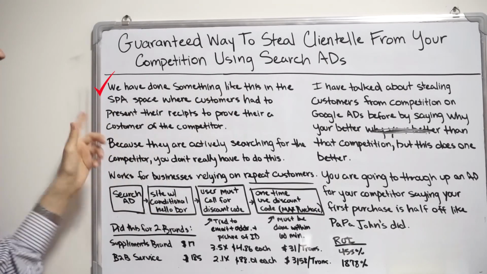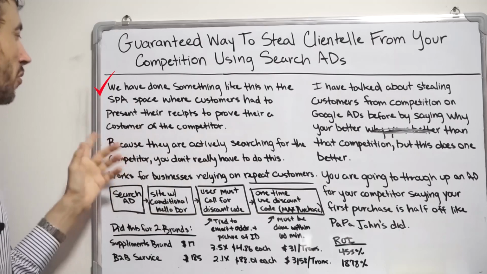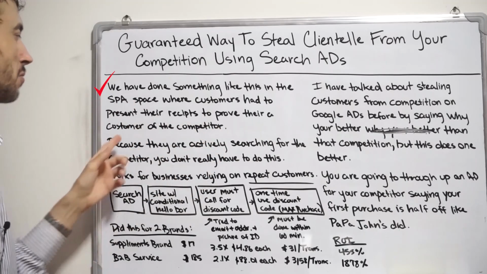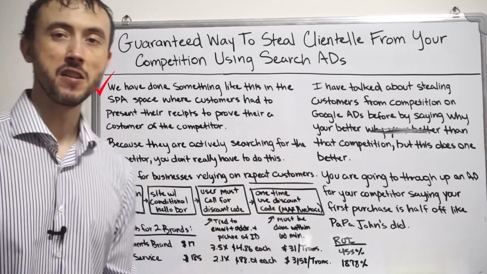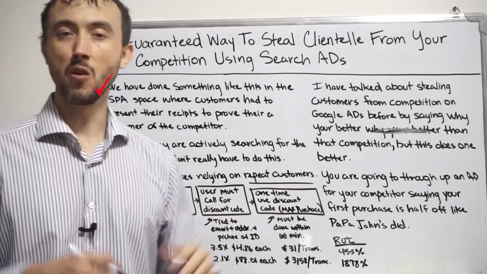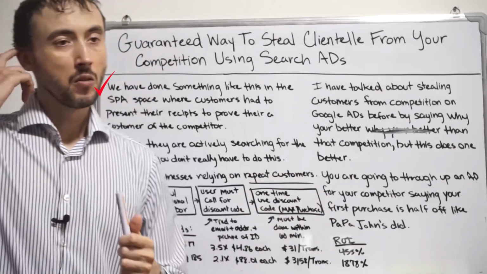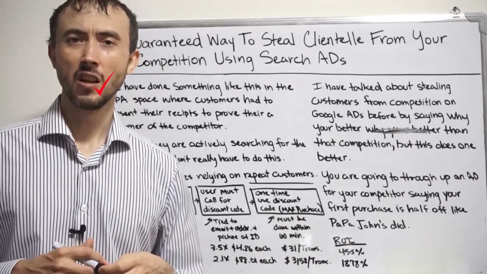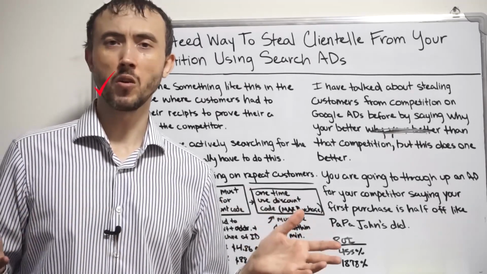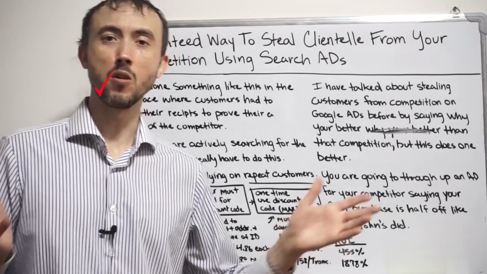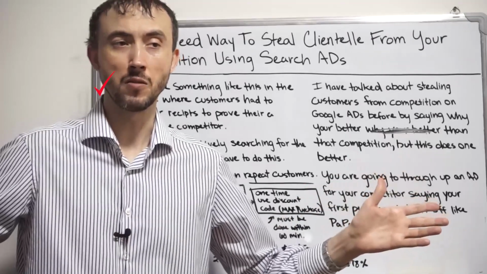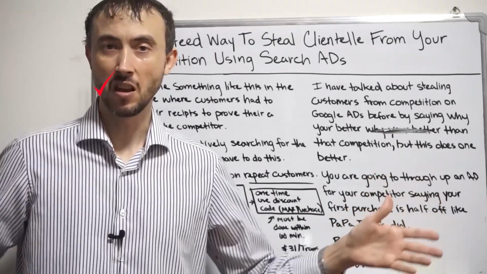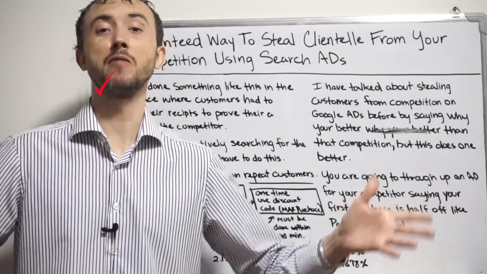Now, we've done something similar to this in the spa space that I made a video about, where customers had to present the receipts to prove that they are a customer of the competitor. So, a day spa basically. What I said to the client was, why aren't you going after all these people that go to the other spa? That's the main customer base. Of course, people are searching for a spa locally. That's great. We tap into that, but we have tapped into that.